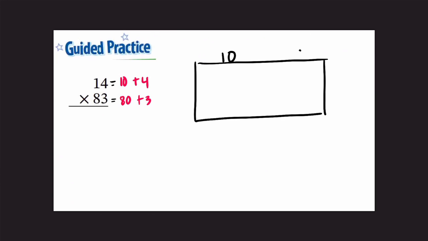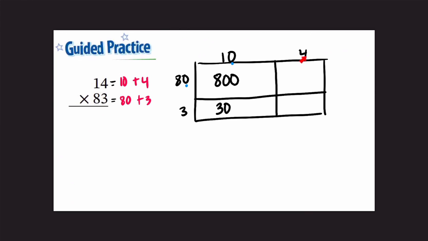I have 10 and 4, and then I have 80 and 3. Now I can go ahead and multiply, just remembering that there's zeros there. So 1 times 8 is 8, and then I have my 2 zeros because a 10 times a 10 is 100. Then I'm going to go to the next one. 1 times 3 is 3, but I was multiplying by a 10, so I'm going to add in my 0.